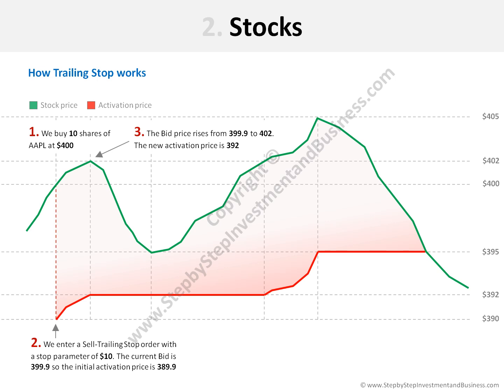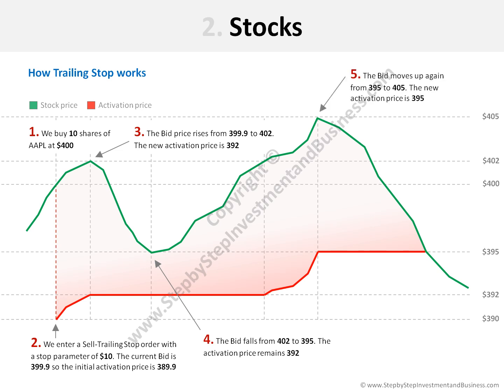Suppose the bid price rises from $399.9 to $402. The new activation price is $392. As the bid moved up, the new activation price also moved up in order to maintain those $10 we had entered as stop parameter. So the new activation price of our trailing stop order is $392. Suppose that after a while, the bid falls from $402 to $395. During that fall, the activation price does not change, it remains $392.